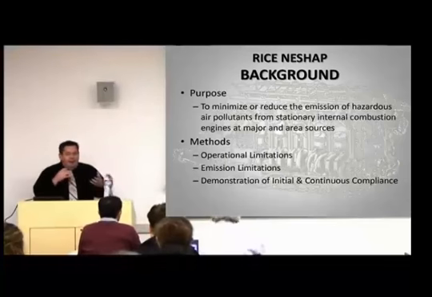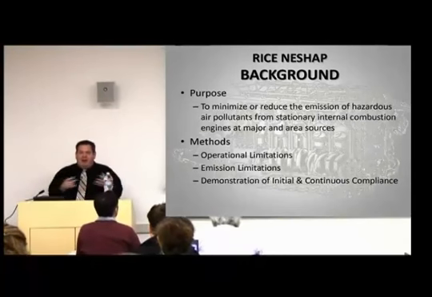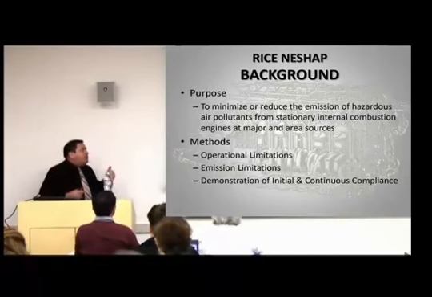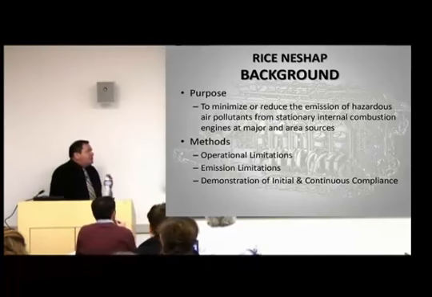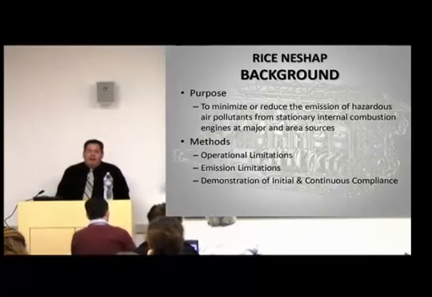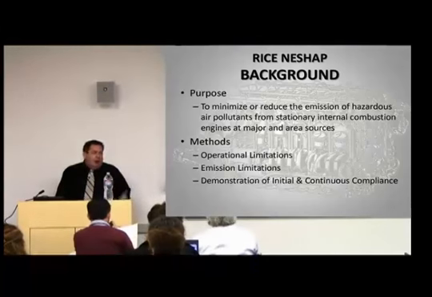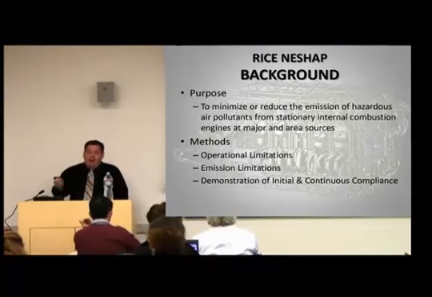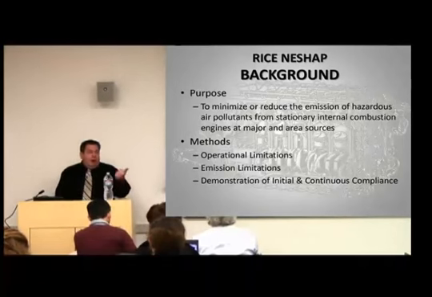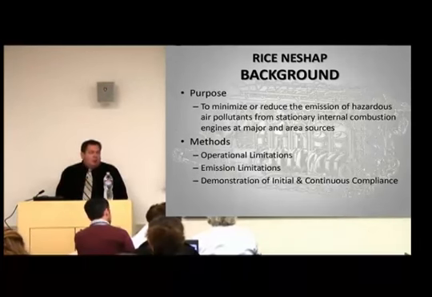So first, I like to open up with the purpose of the regulation because this kind of encapsulates it all. The purpose is to minimize or reduce the emission of hazardous air pollutants from stationary internal combustion engines at major and area sources. Now, towards that purpose, the methods that are in the regulation are this: operational limits. Operational limits primarily are hour limitations placed on engines that have no numeric emission limitations. Then you have engines with numeric emission limitations. So those limitations are either in the form of a concentration limitation or a percent of reduction, typically across some type of a control device.